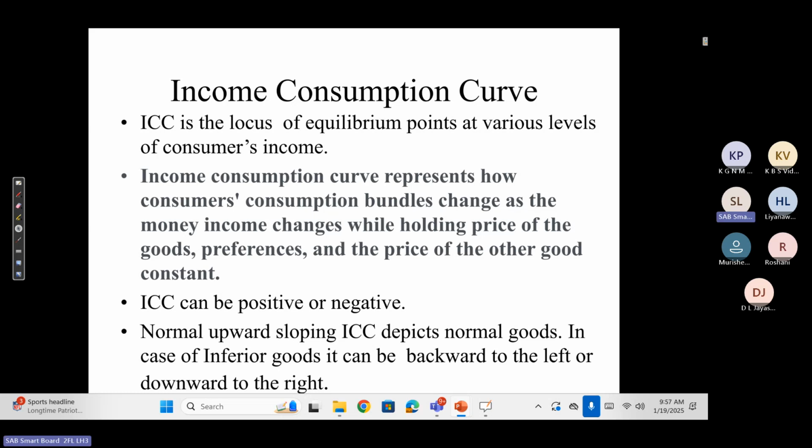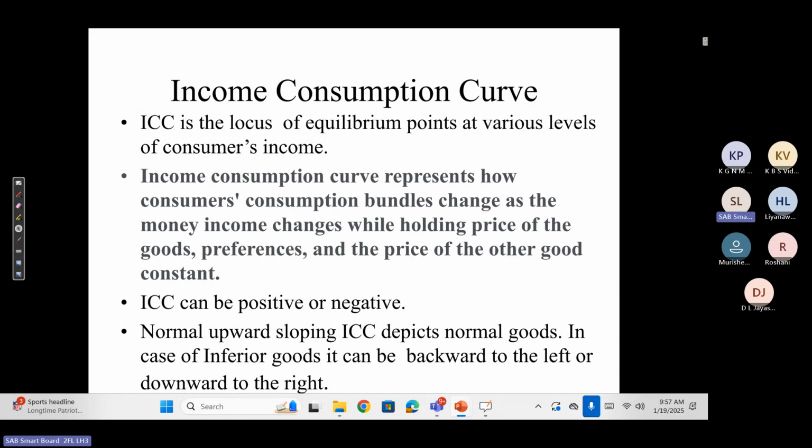If you go down that, it can go from black and white. So a high level of income makes black and white become inferior. At a lower level of income, it's normal. Then when the income level goes up, it becomes inferior, right? So that means this ICC becomes negative sloped or backward sloping, right?